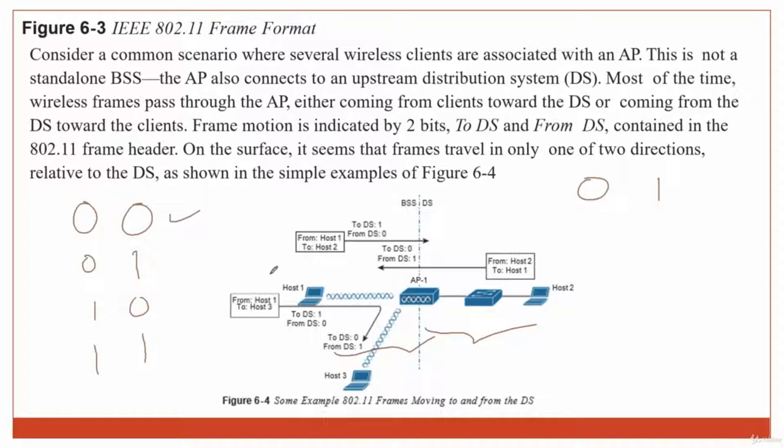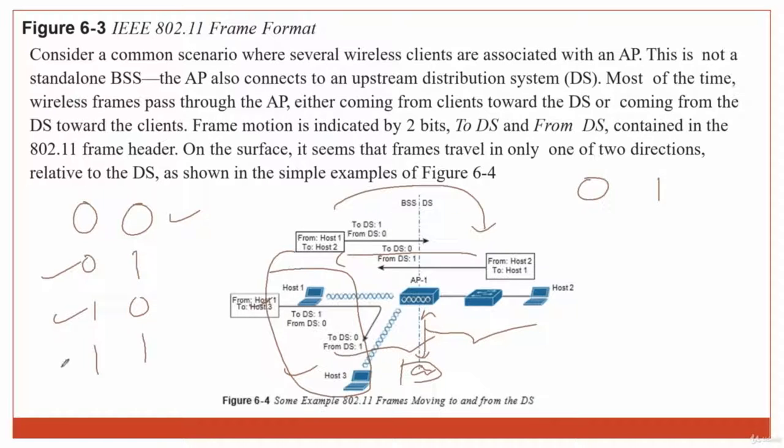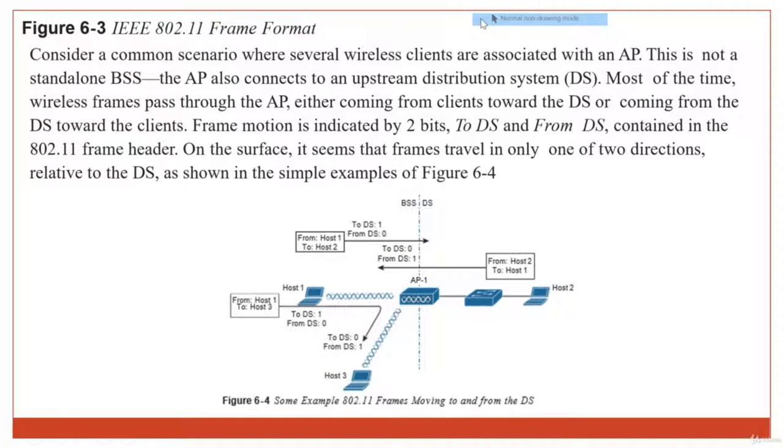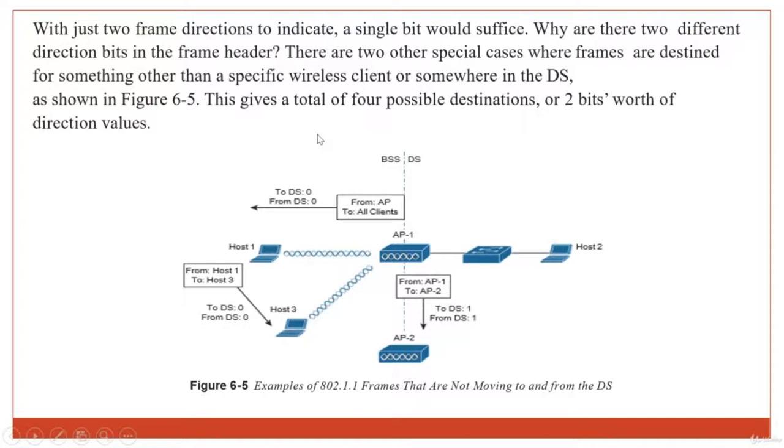Now this 0 0 means that two hosts are doing the communication, and they are purely part of the wireless network. With 1 0, you are doing the communication from the wireless to the wired network. Then you have 0 1, which means the frame is coming from a host in the wired network to the wireless. And finally, if we have access point A and access point B and they have some communication, that will be 1 1. Okay, so let's try to understand these many address types.